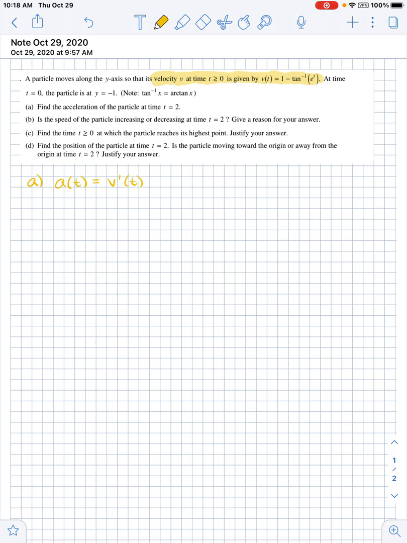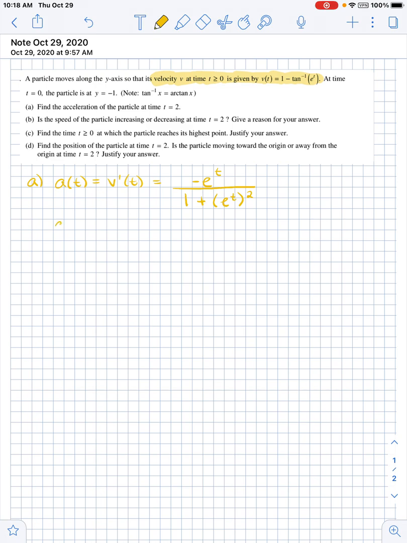So the acceleration of the particle at time t equals 2. Most of you did pretty well here. You found the derivative. First of all, of course, the derivative of 1 is 0. And then the derivative of the arctangent of e to the power of t is u prime, and the derivative of e to the power of t is e to the power of t. I'm going to move my negative so it looks a little more clear. So that's u prime over 1 plus u squared. There is the acceleration function.